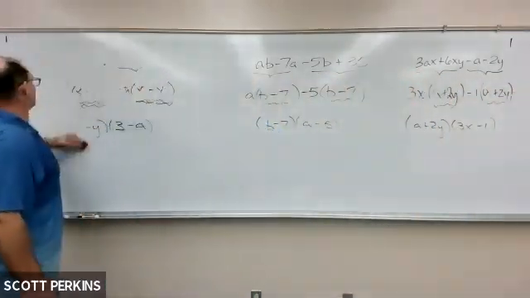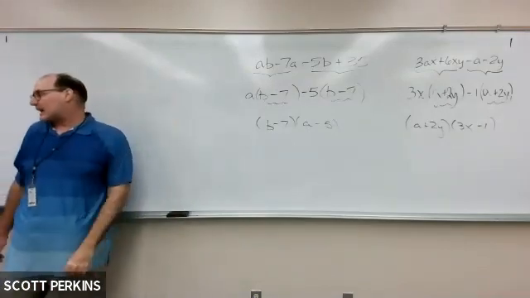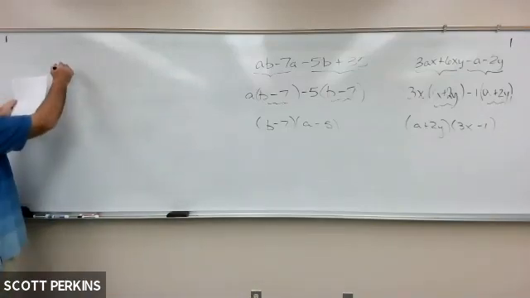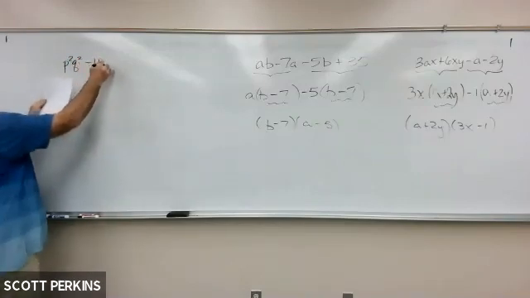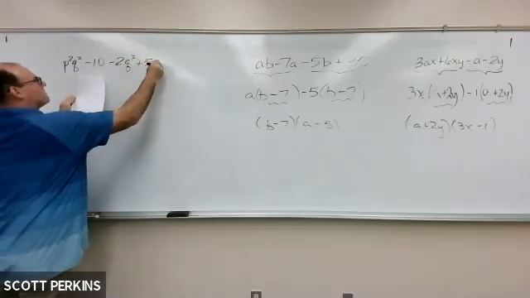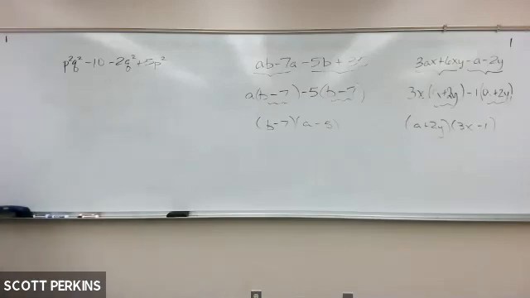One more problem, then we'll stop this video and start a brand new one. The last thing is we're going to work this one together. p squared q squared minus 10 minus 2q squared plus 5p squared. I'll give you a moment to write this down. 4 terms. Sometimes this is going to happen to you in the homework, so I just wanted to bring it up now.